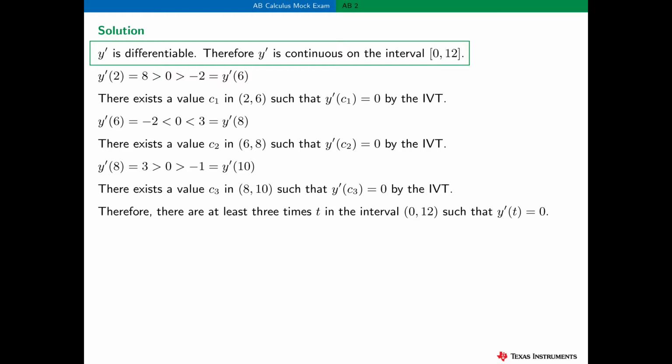Notice from the table that y prime of t seems to oscillate back and forth between positive and negative values. Let's try to narrow this down a little.